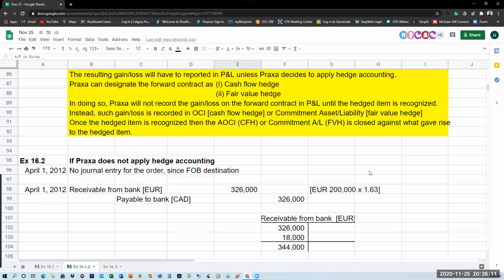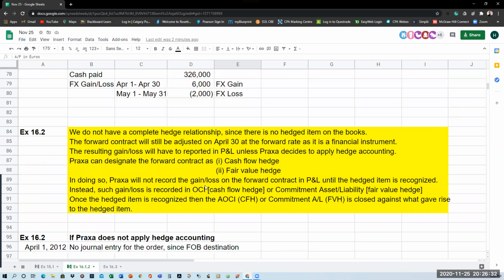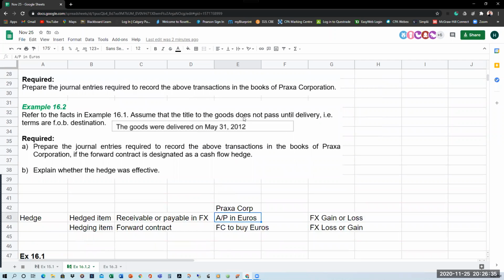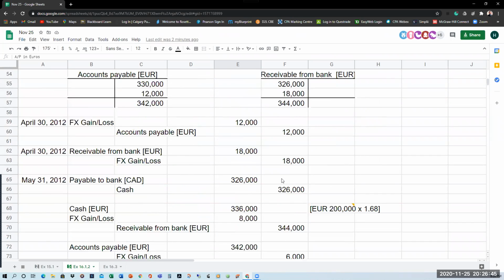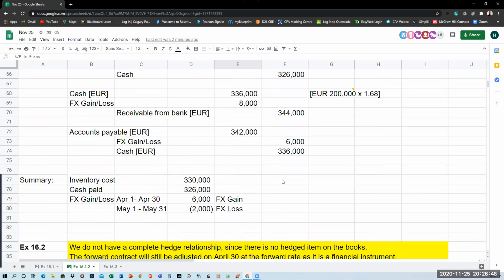So I know that without resorting to the numbers, it's harder for us to follow. So I'm going to very quickly get you through the accounting. I'm going to show you what happens if Praxa does not apply hedge accounting, and then what happens if it does apply hedge accounting. You can do the comparison in your heads. So in 16.2, remember, the purchase of the goods is such that title doesn't pass until delivery. So if title doesn't pass until delivery, there is no journal entry recorded.